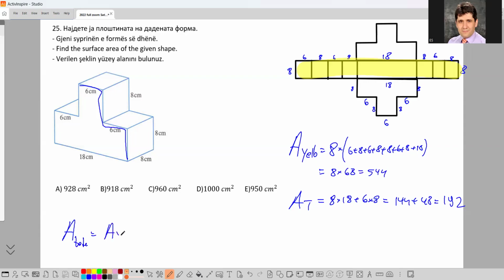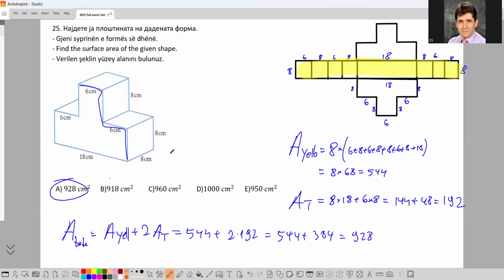So the area total is the area of the yellow strip plus 2 times the area of the T shape. That's 544 plus 2 times 192. 2 times 192 is 384. Added to 544, that is 928. All right.